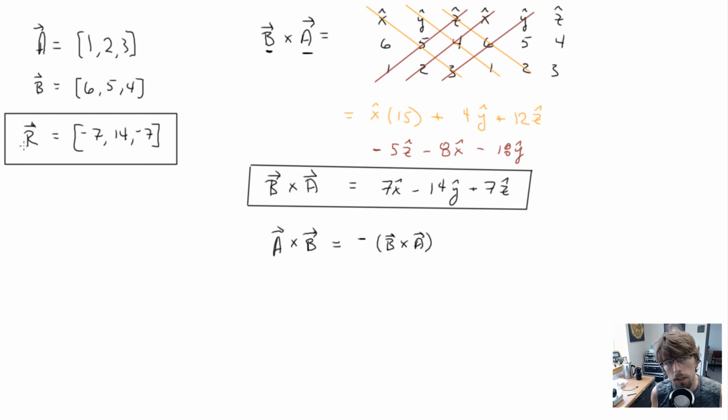I think that's where we're going to end for right now. Thank you for your attention. Again, if you're curious, or if you say, okay, I want some more practice, pick 6 numbers out of the air, create 2 vectors, and go ahead and start practicing the cross product.